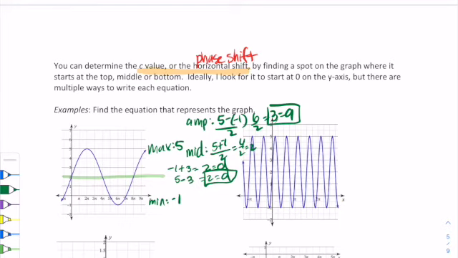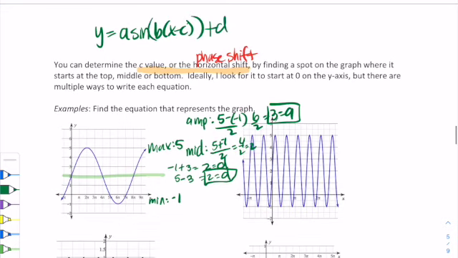So we have a and d in our equation. Remember, our equation looks like y equals a sine(b(x minus c)) plus d, and we've got these double sets of parentheses here. Or you could do the same thing with cosine. So y equals a cosine(b(x minus c)) plus d.